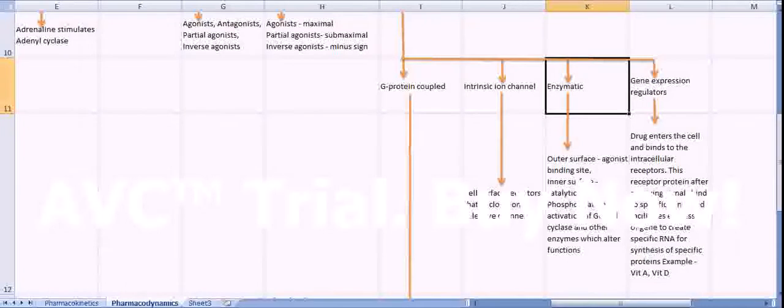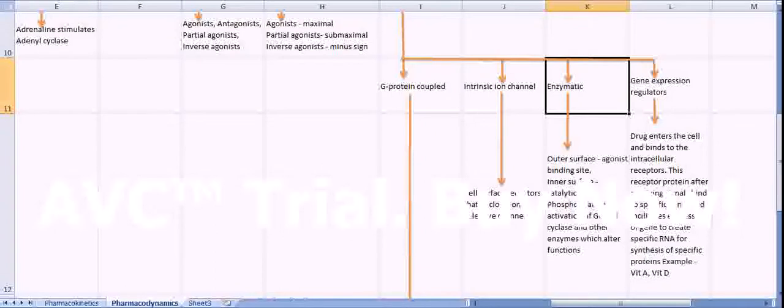Next type is the enzymatic receptors. Enzymatic receptors are also proteins similar to the G protein and intrinsic ion receptors, but they are enzymatic in nature, which means they have the drug binding site and also the catalytic site. Drug binding site is present in the outer surface of the cell membrane, and the catalytic site is present in the inner surface of the cell membrane.